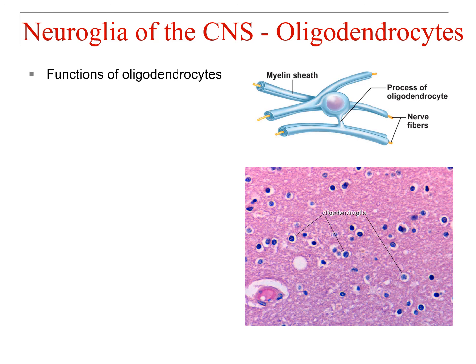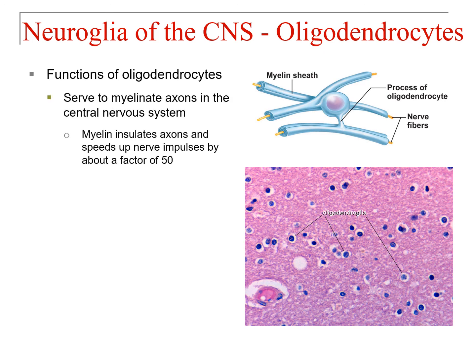Okay, so these are oligodendrocytes, and as you saw in a previous graphic and also in this graphic, what they're doing is they myelinate axons in the central nervous system. Basically, they send out cytoplasmic processes that wrap around the axons of neurons. What this myelin does is insulate axons. The main importance of the myelin is that it speeds up nerve impulses by about a factor of 50. So wherever you want much quicker communication with neurons, they're going to be myelinated.